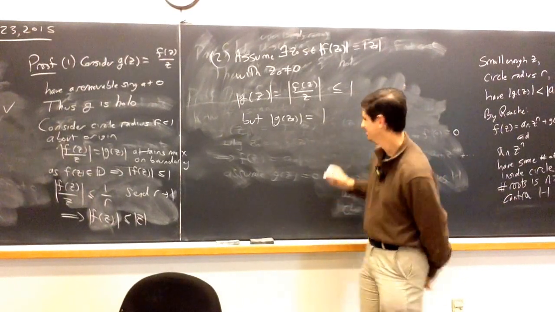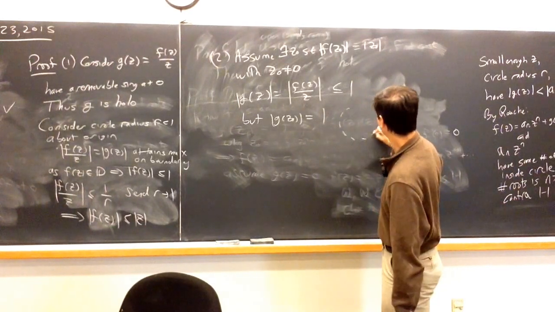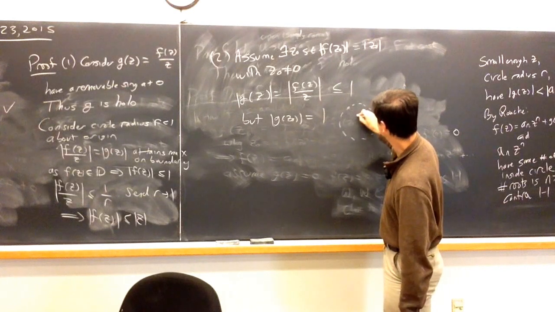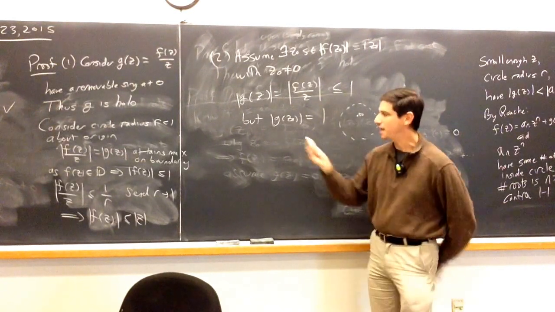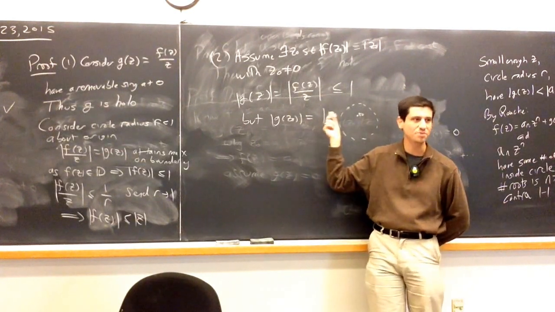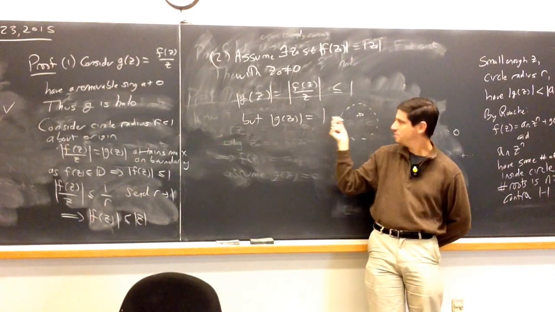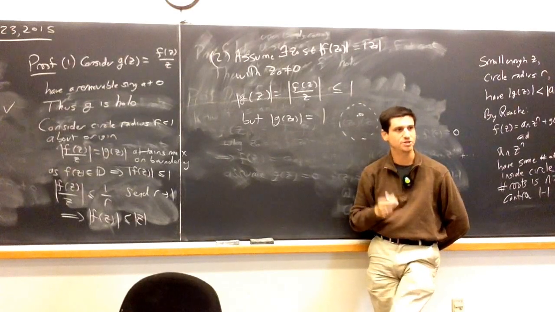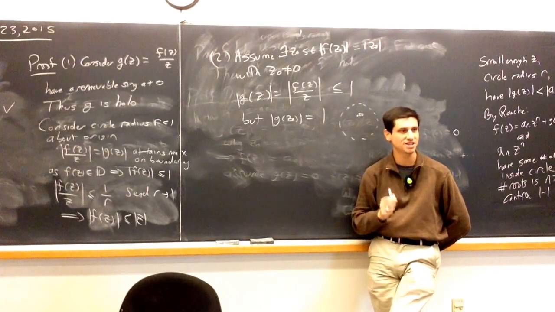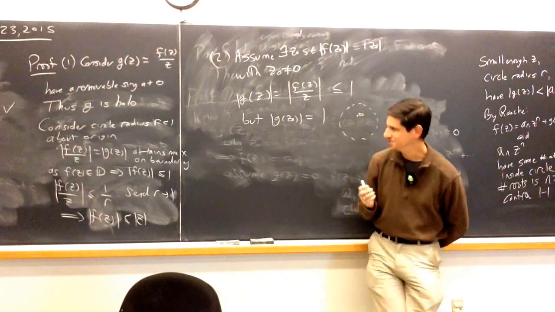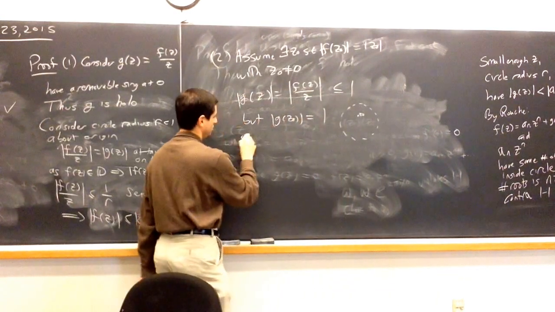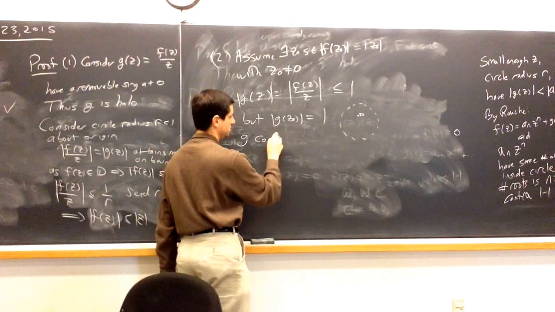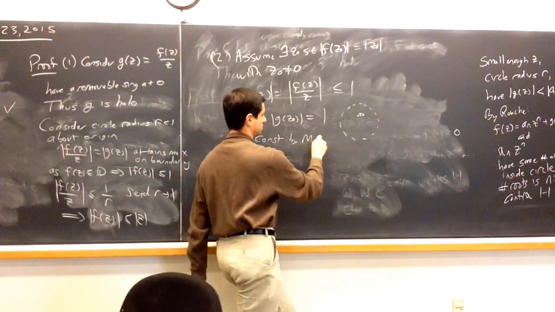Okay, so here's our unit disk. Here's our point z naught. The maximum of g has to be on the boundary, but the maximum of g is not on the boundary. It's attained in the interior. There's only one way g can attain its maximum in the interior: g is constant, by max modulus.